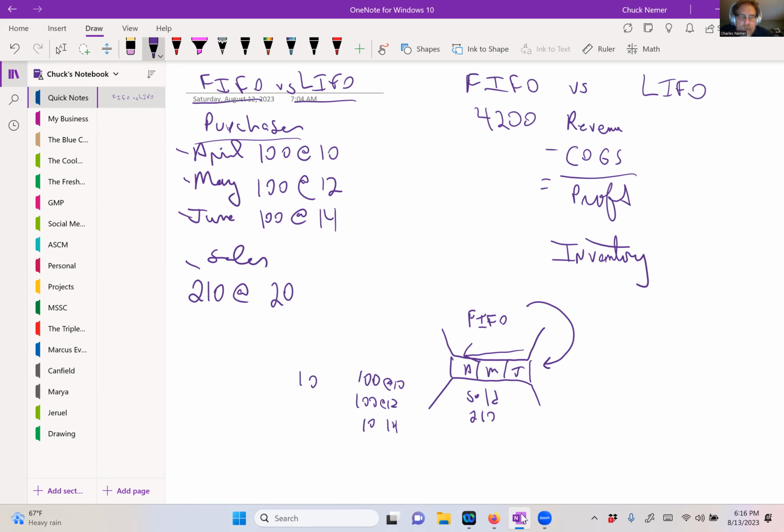So working to the left here, cost of goods sold is 1,000 for the April, 1,200 for May, 140 for June. So we add those up and we've got $2,340 for cost of goods sold, which leaves us a profit of $1,860. And then inventory, the other 90 are at $14 each.